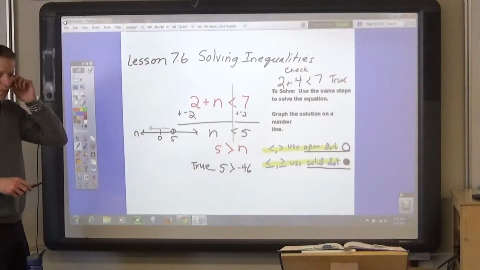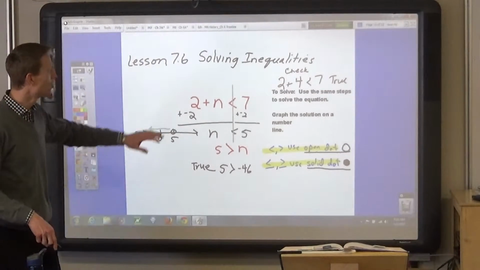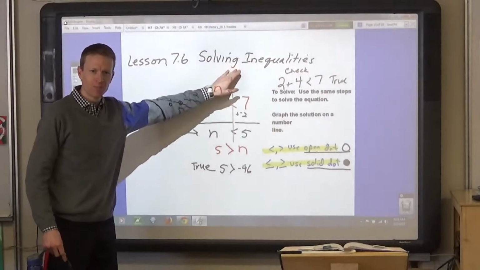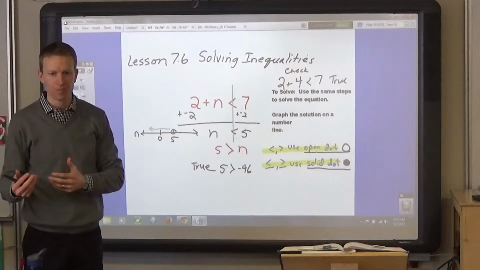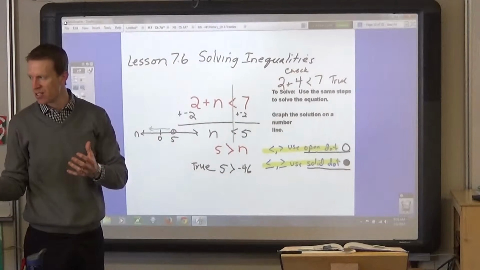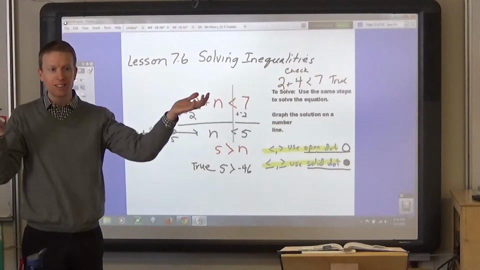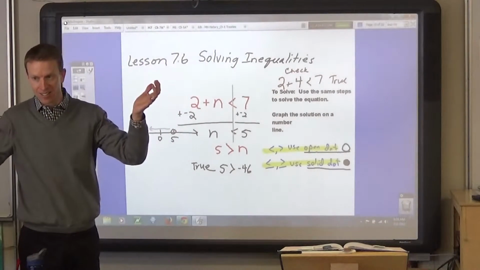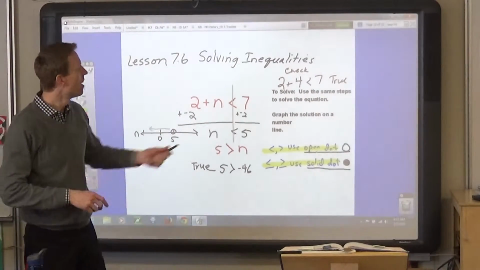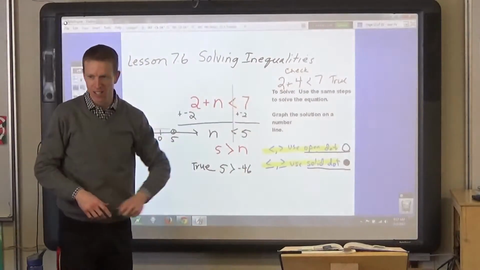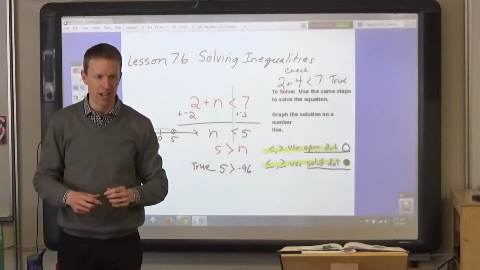All right, today we're going to go through lesson 7.6 on solving inequalities. Now, let's review, first of all, what is an inequality? We've been solving equations, and an equation, one side is what? Equal to. These are not equal. Inequalities are not equal on each side.